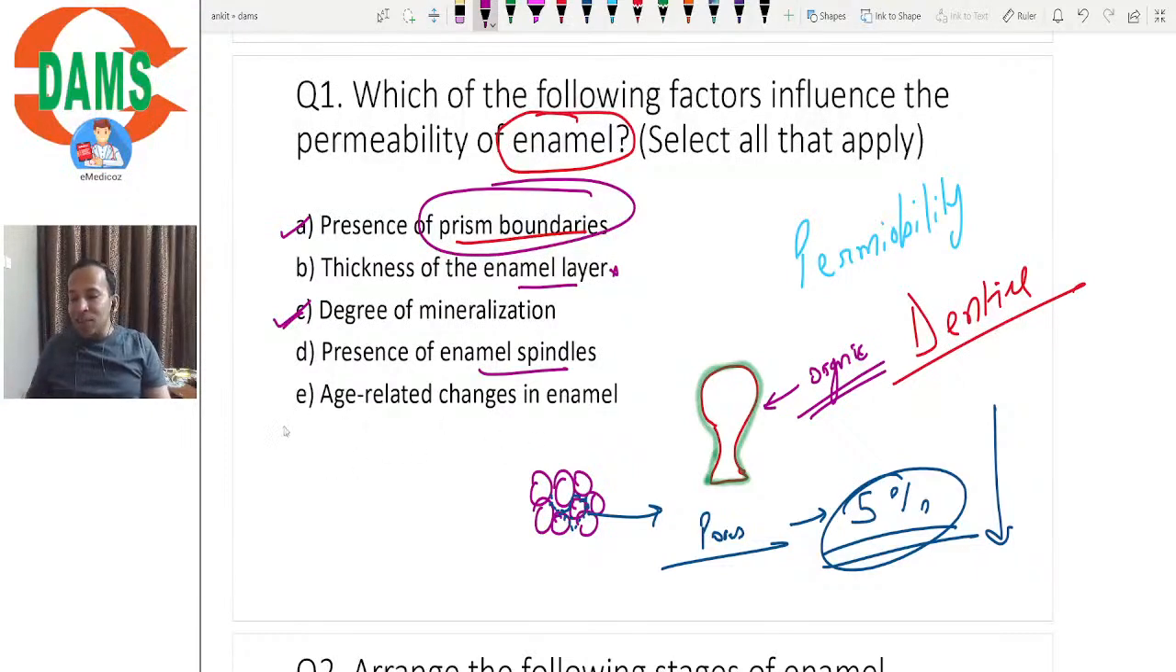Option E, age related changes in enamel. So as we just discussed the age related changes, that is mineralization, isn't it? The enamel becomes more and more mature, it becomes more and more impervious with age. So all these three options, that is A, C and E, will affect the permeability of enamel. So in this particular question, you will have three correct answers, A, C and E. Is it clear?